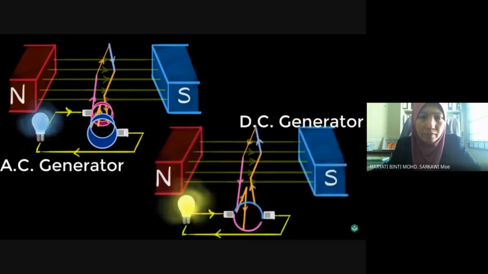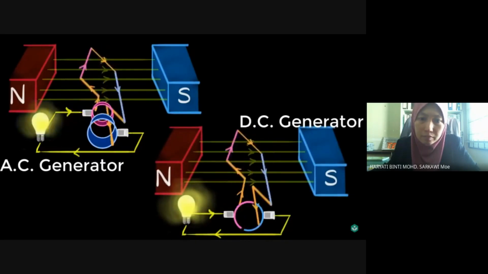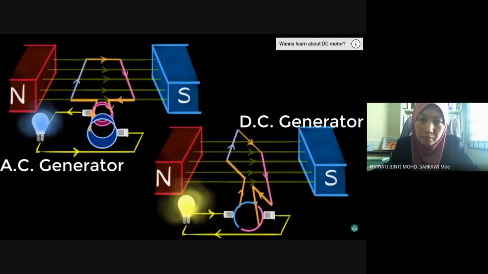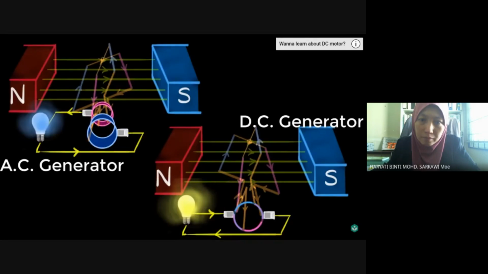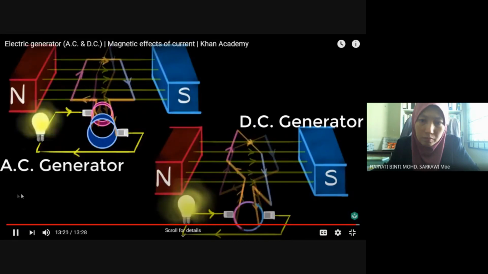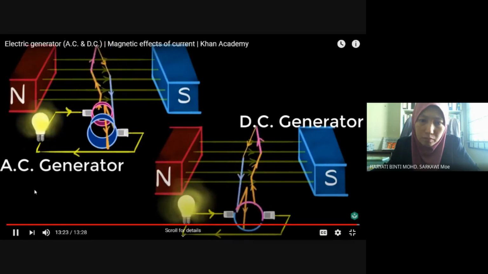On the other hand, if we use split rings, then it acts like a commutator. It keeps changing the contacts for every half a rotation and makes sure that the current does not change direction in the external circuit. We call this a DC generator. And so this is how we can generate electricity just by rotating a coil in between a couple of magnets.